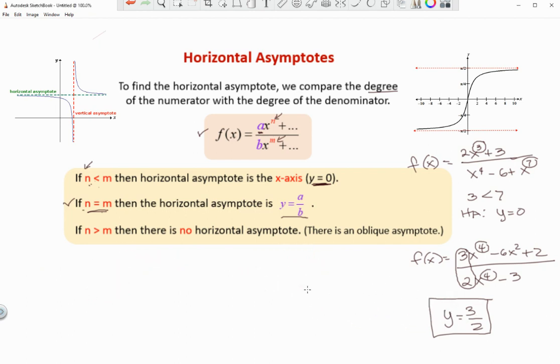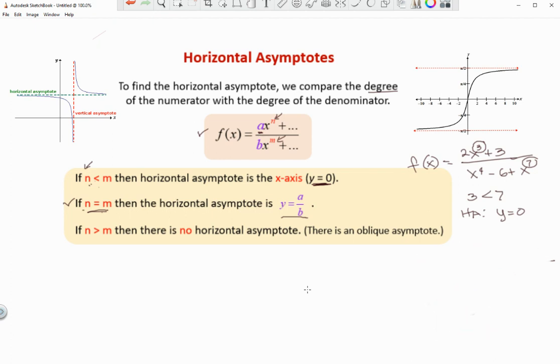Now, what's the third type? What's the third situation? It says here the third situation is when n is greater than m. So when the numerator degree is greater than the denominator degree, if that is the case, then there is no horizontal asymptote because there is an oblique one. At this point, we will just worry about telling that they don't have a horizontal asymptote. This will be discussed in a different lesson.